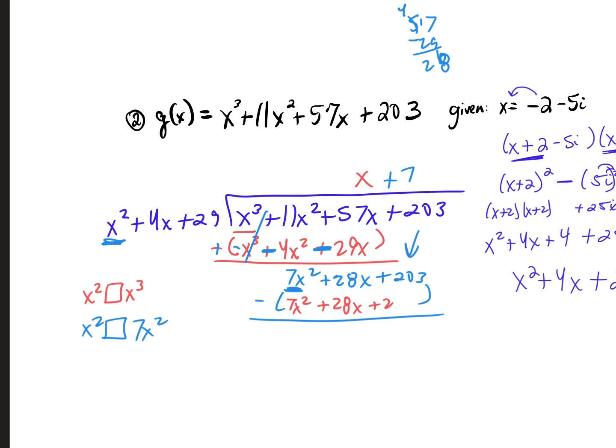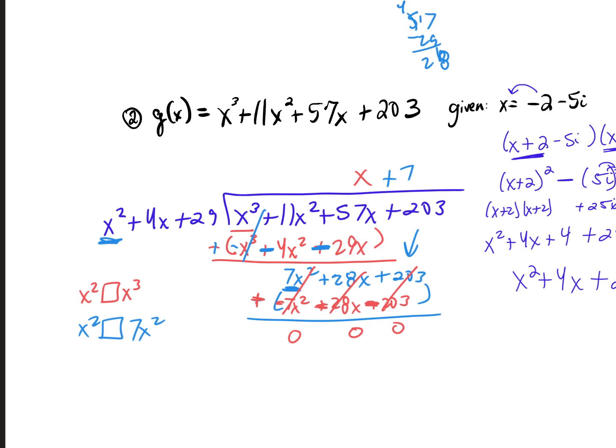It is 203. And what do I have to do before I subtract? I got to distribute, distribute, distribute, distribute. So what do you see happens with 203 and positive and negative 203? They cancel. Positive, negative 28 cancels. 7x squareds cancel. So you're left with x plus 7. Every single time, guys, you'll have no remainder.